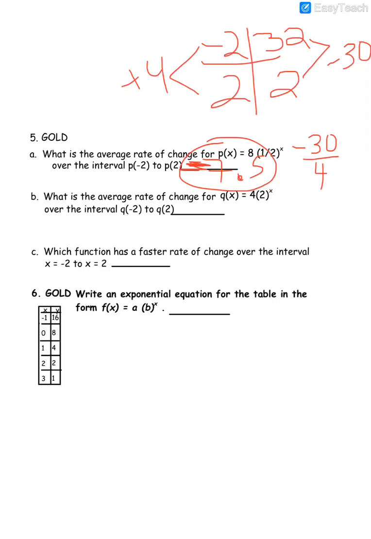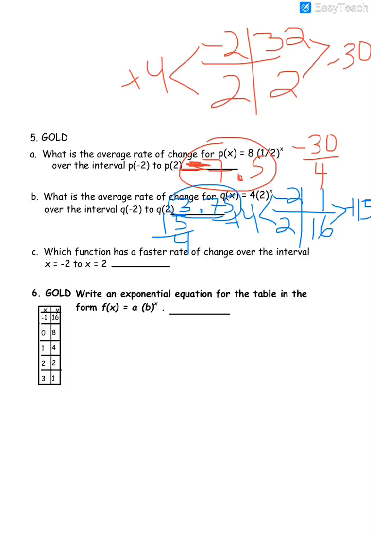What is the average rate of change for q of x, which is 4 times 2 to the x power? So I'm going to do a table for that. I'll do it in a different color. I'm going to plug y equals 4 parentheses 2 close parentheses caret x in my calculator, and I'm going to look from -2 to 2. At -2, I get 1, and at 2, I get 16. So here again, it went up by 4, but this time it went up by 15. If I did 15 over 4, I would get 3.75.